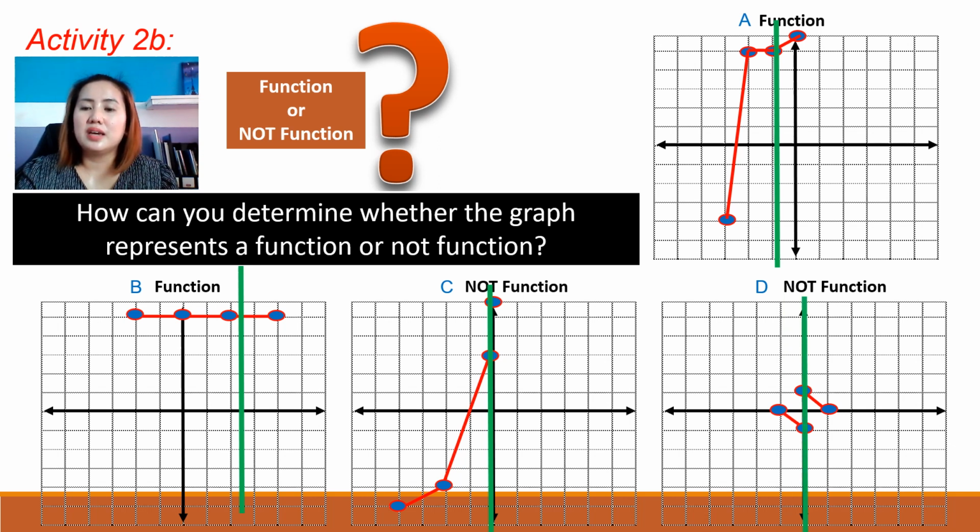If you can see, it touches 2 points in a single line, and that is already an indication that the given graph is not a function.